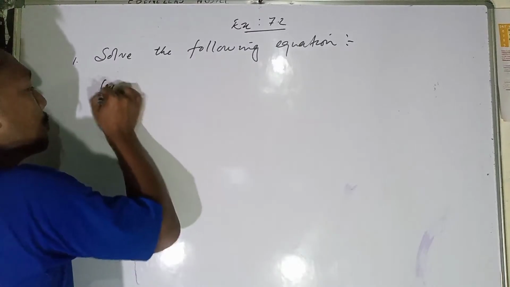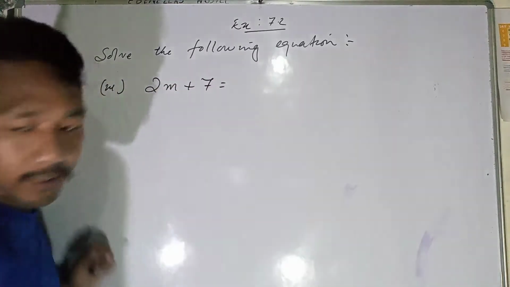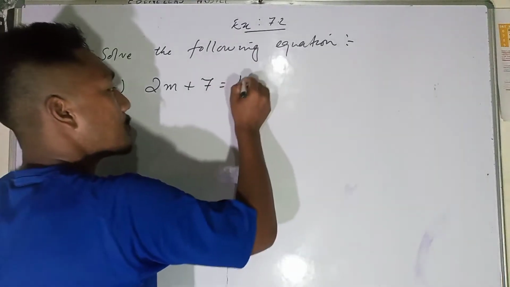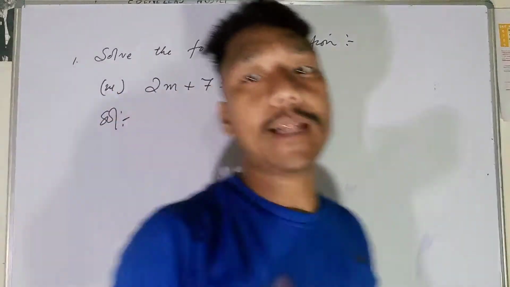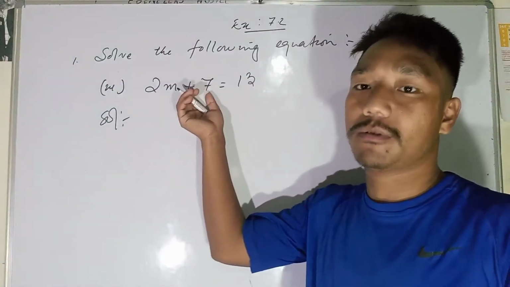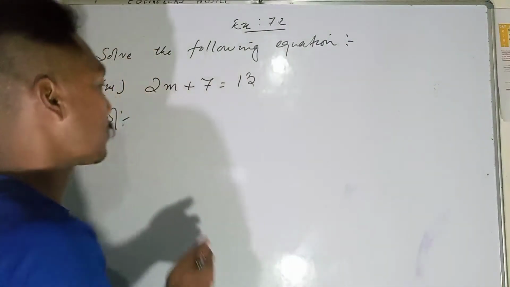Number 3. 2m plus 7 is equal to 13. So, the solution here. Now you see, it's a bit lengthy. Here we have a plus 7, and 2 is multiplied. So what shall we do with this? Let's try to see step by step.